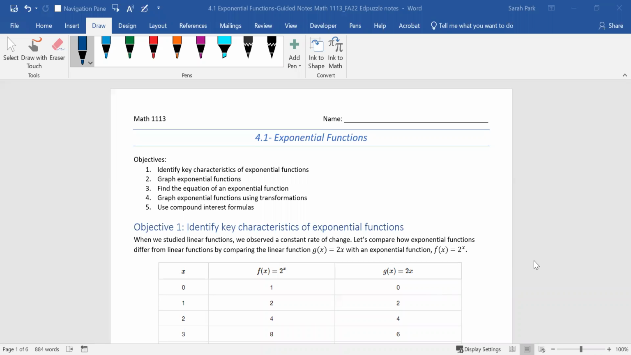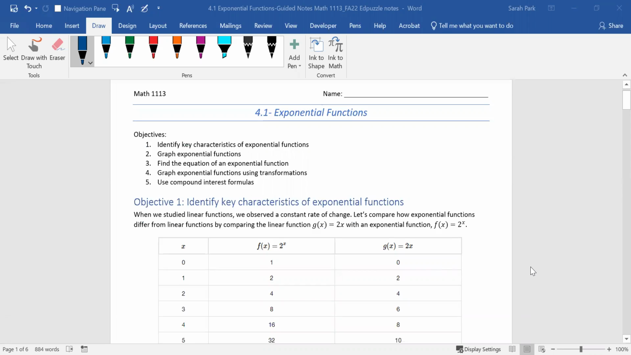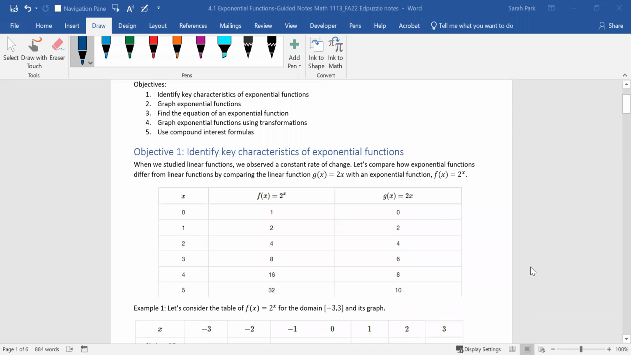You probably have a general idea of what exponential functions are and what they look like from your previous math course. But let's first start by comparing linear functions with exponential functions. When you studied linear functions, they changed at a constant rate. The slope changed the same rate every unit. But for exponential functions, the growth is a little different.